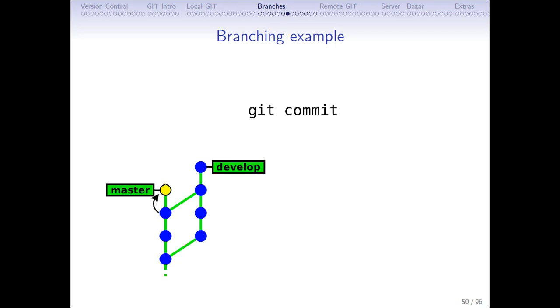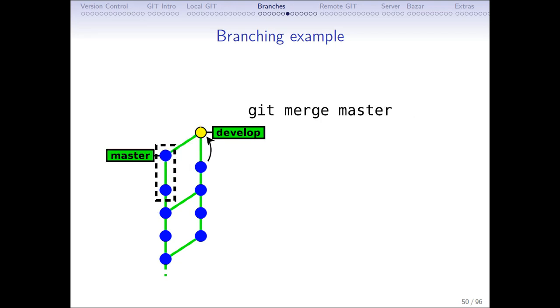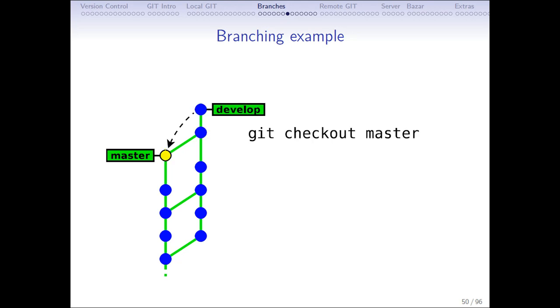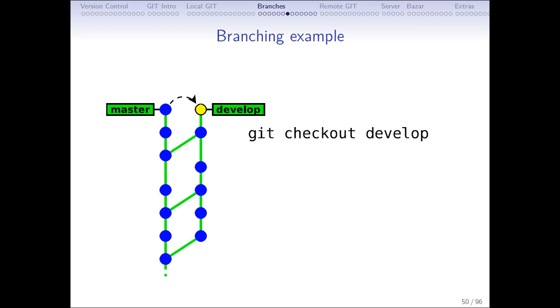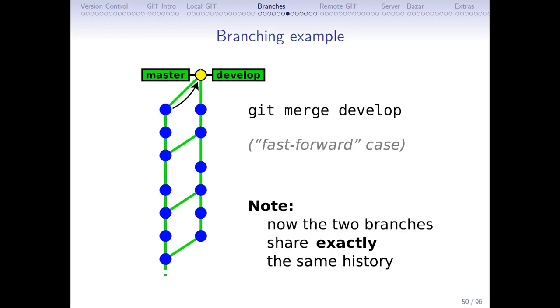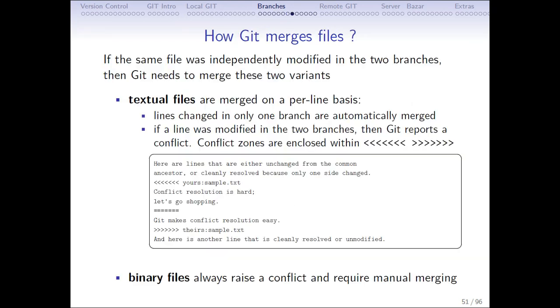You can see it. So git merge, what we are doing is merging the developer branch to master. Okay. So after that, git commit we are doing. Git checkout master. Okay. So branching example again: git commit, git checkout develop, git merge master, git checkout master, git merge develop, git branch -d develop.